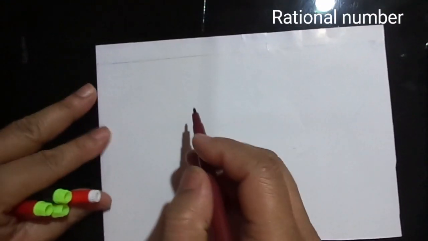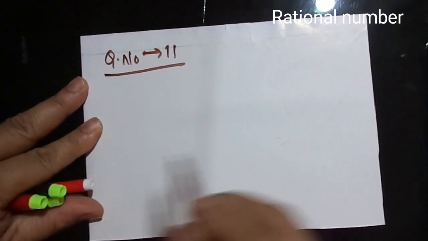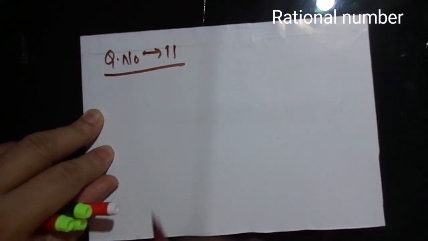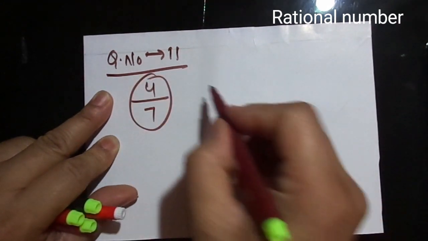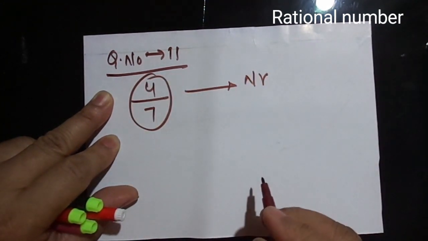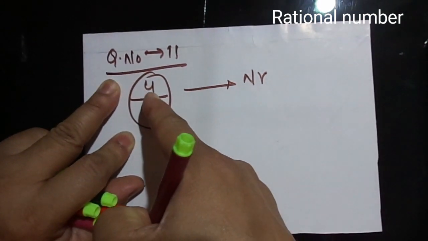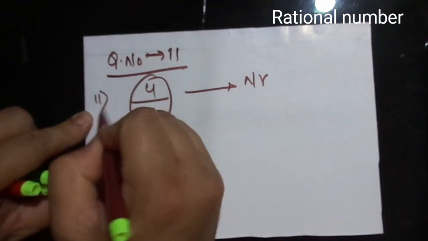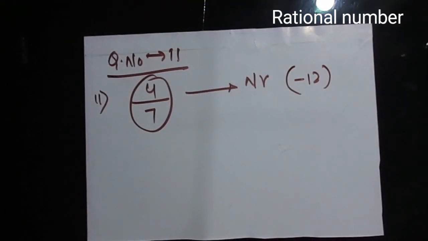Come to question number 11. Express 4 by 7 as a rational number with numerator minus 12. Here they have given you 4 by 7, and the same number should have a different numerator. This time they have asked you to change 4, the numerator, to minus 12. This is the second number that I am doing. The numerator should be minus 12.